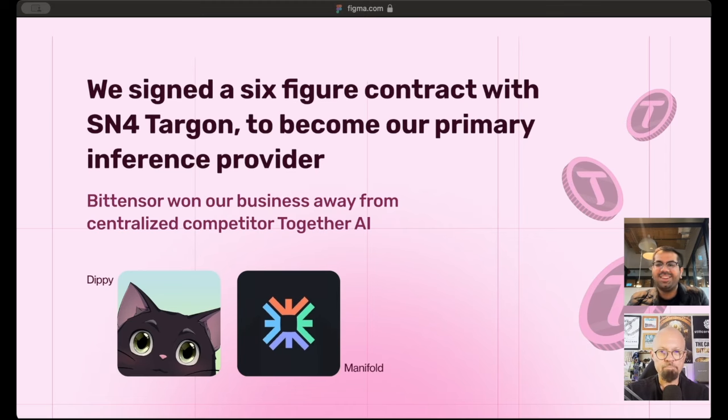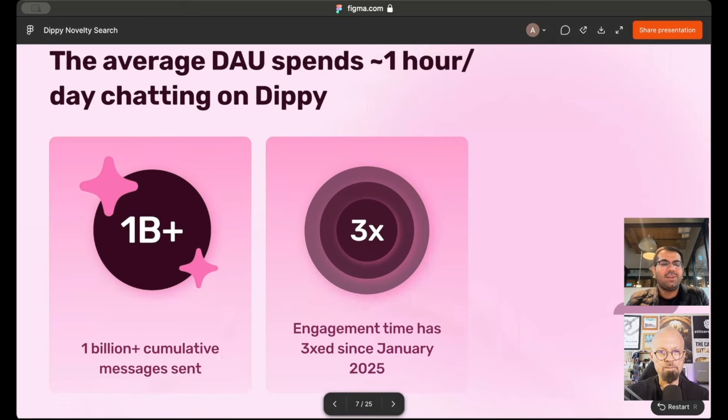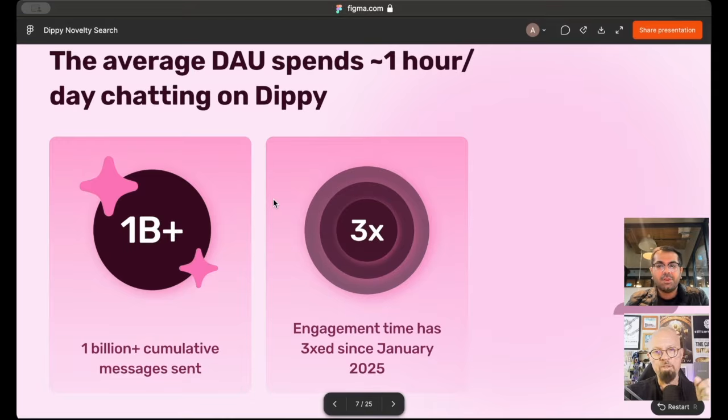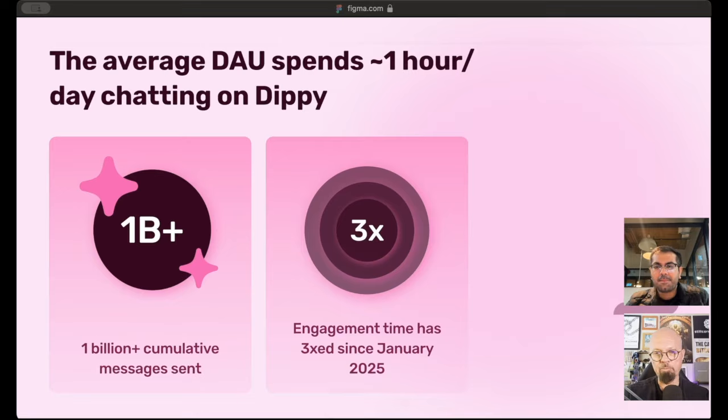Yeah, exactly. Some more stats about Dippy. We crossed 1 billion cumulative messages sent on the platform. So that's a major milestone for us. And due to all of these model experiments, we've also managed to triple our engagement time since the start of the year. Question on this. Earlier, you said that the average session time was roughly 20 minutes, but here it says an hour. So what am I missing? So the users typically do 3 sessions a day of 20 minutes each. Okay, interesting. So you have them for an hour a day. Yeah, exactly. Holy crap. That's amazing, dude.